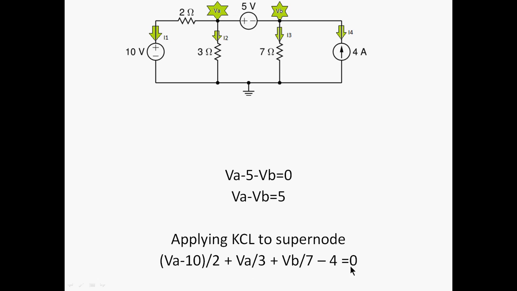So this is the first equation which we get, and the second equation can be easily obtained by applying Kirchhoff's voltage law, that is VA minus 5 minus VB equal to 0 or VA minus VB equal to 5. So here we have the two equations in VA and VB, so we will be able to find VA and VB, and subsequently we will be able to find the currents I1, I2, I3 and I4.